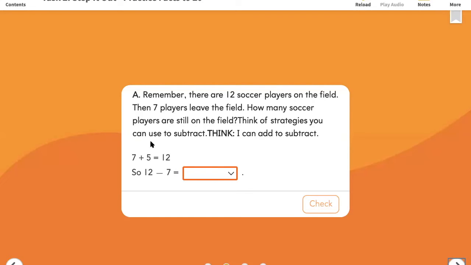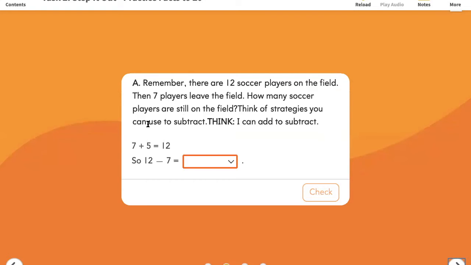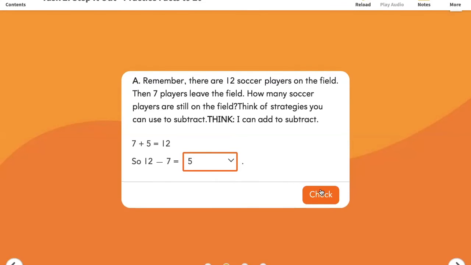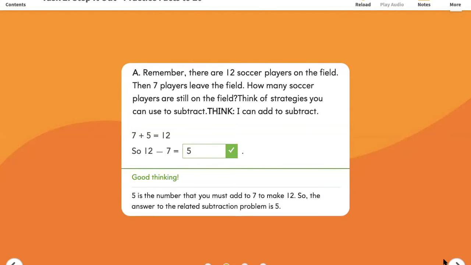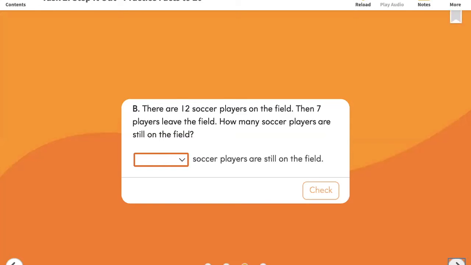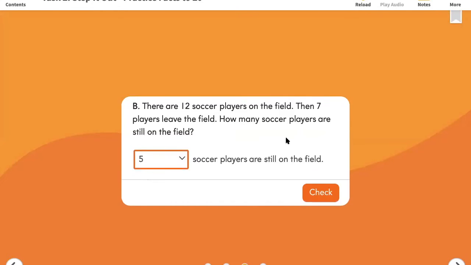Think of strategies you can use to subtract. Think, I can add to subtract. Earlier in the year, we learned about fact families. We know that 7 plus 5 equals 12. Since we know this, we can figure out that 12 minus 7 equals 5. We know that there are 5 soccer players still on the field.